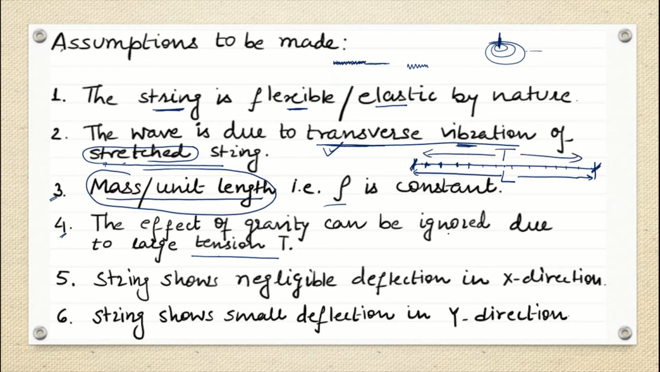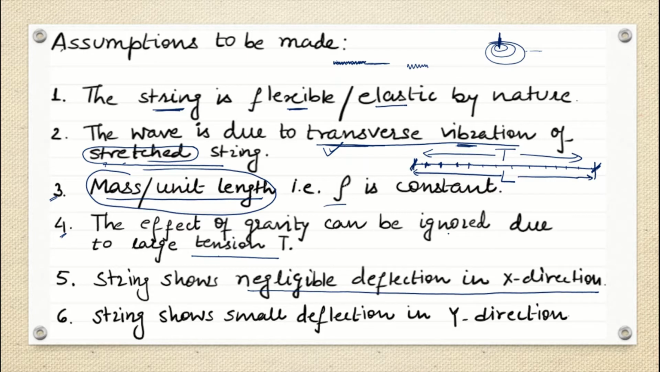Okay, so we are just considering the gravitational force negligible, so we are ignoring the gravitational force. Fine. Now the fifth assumption says that the string shows negligible deflection in the x direction. Okay, what does it mean?